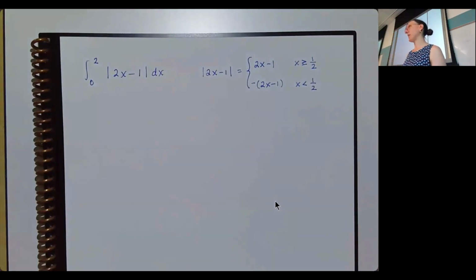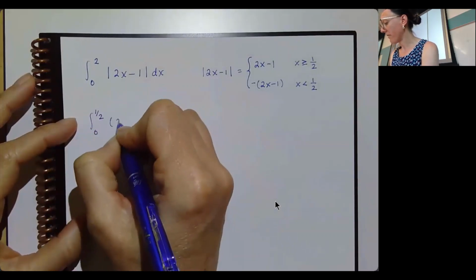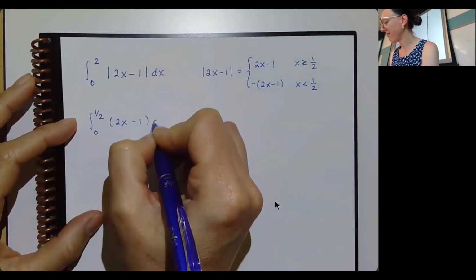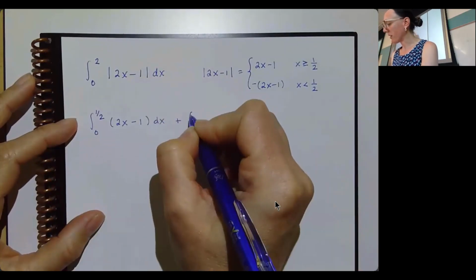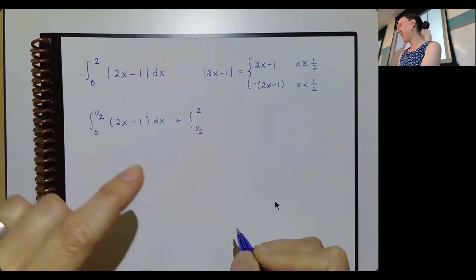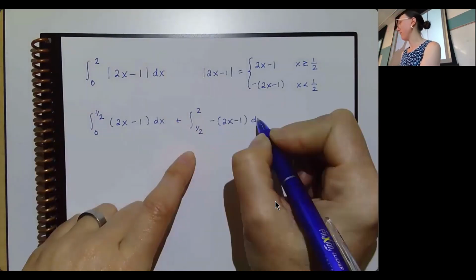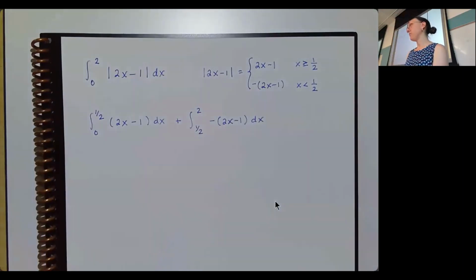So if I'm going to do this as a calculus problem, I have to take this and break it up into 2 parts. I need to have the portion that goes from 0 to 1/2, where the function is just 2x minus 1. And then I need the portion that goes from 1/2 to 2. And on that portion, I have to use the negative of 2x minus 1 as my function. 2 definite integrals for the price of 1. Now you would just find the antiderivative for each of those, plug in the endpoints, subtract things.